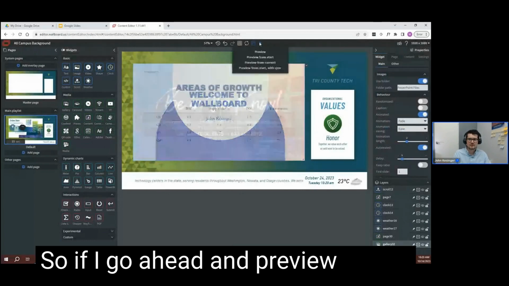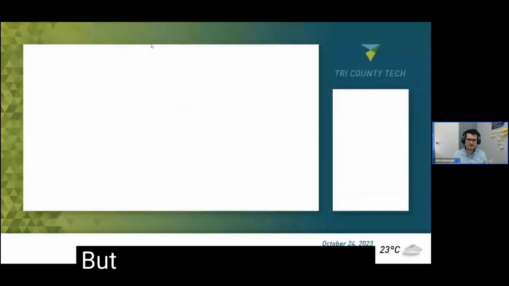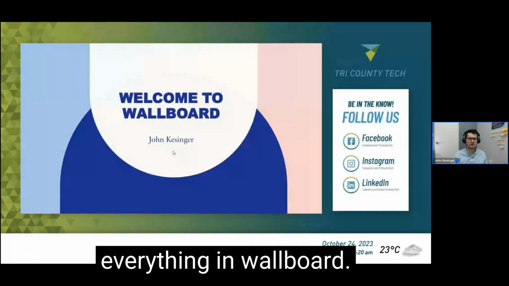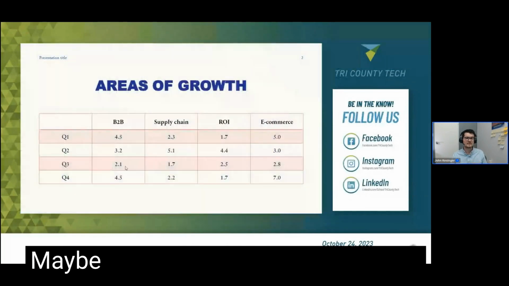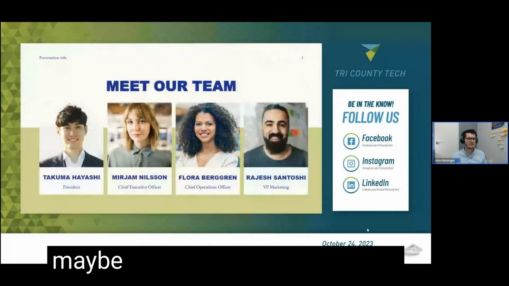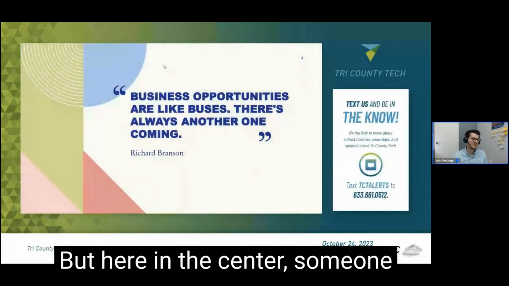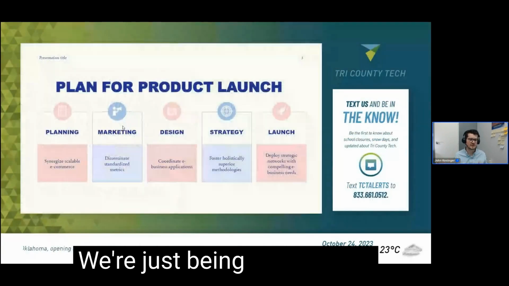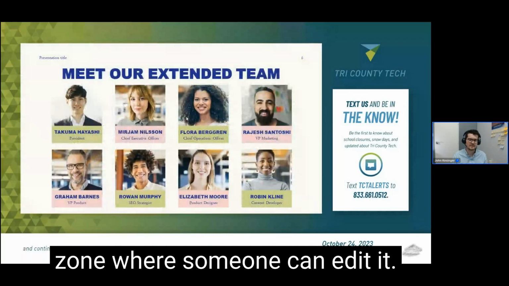So if I go ahead and preview this, I'd like to show this because I think it just shows a good example. But one of the things I want to mention here is that you don't have to design everything in Wallboard. Someone that has access to this zone or this presentation here, maybe this is all they have access to. Maybe someone in design is designing this layout here, or maybe this is something they did in their first Wallboard training. But here in the center, someone can just edit a file, and that's all they know Wallboard for, right? We're just being used at this point to route information into a zone where someone can edit it.